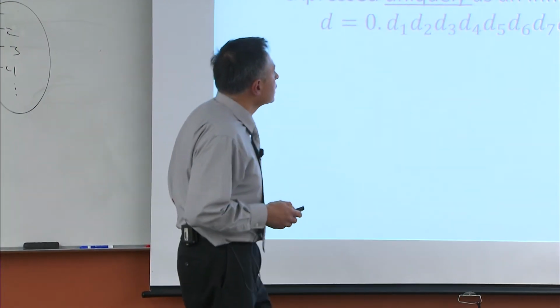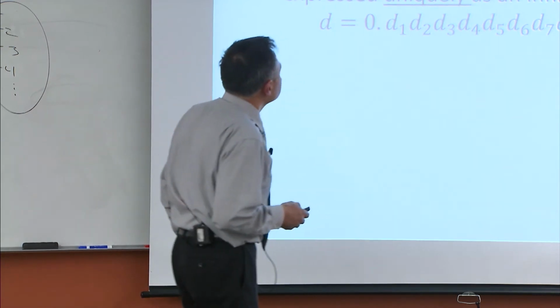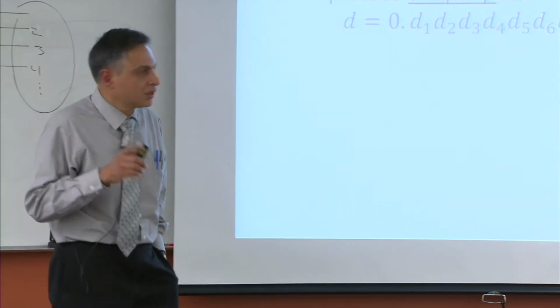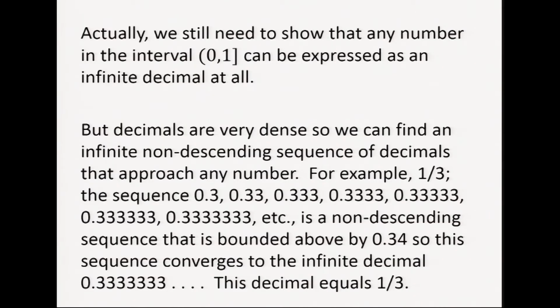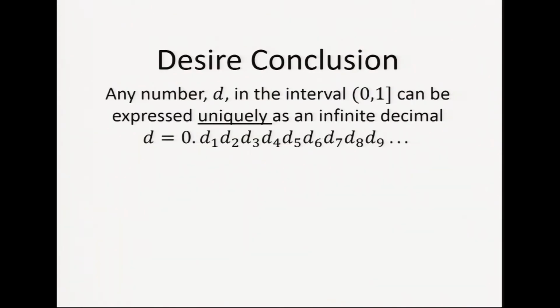Any number d in the interval 0, 1 can be expressed uniquely as an infinite decimal. Now, when I say infinite, I'm throwing away all the exact decimals. So there is no tails of zeros. There's one more thing to do. Well, let me go back to the conclusion. The desired conclusion at this point is that any number d can be represented in this form.